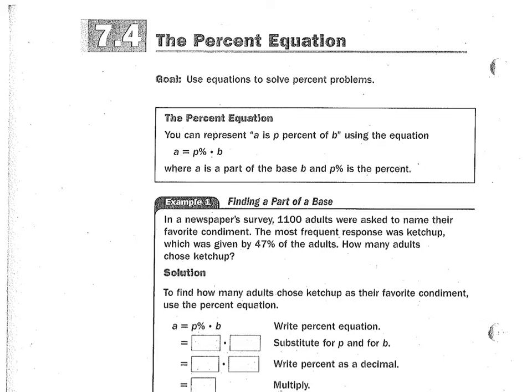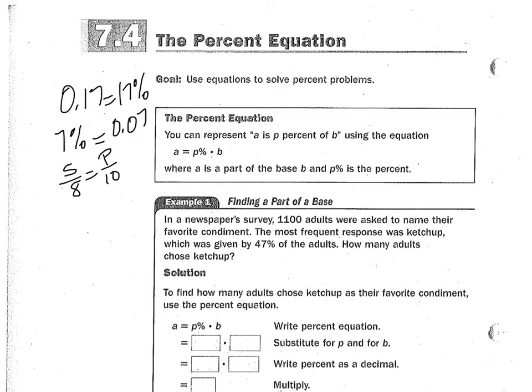7.4. We skipped 7.3 because it's a review of 7th grade, which you all learned last year. It's percents and decimals. If I give you 0.17, change that to a percent, which is 17%. Indiana sales tax is 7%, change it to a decimal. Well, you move the decimal back two places, so you get 0.07. And if I asked you to change a fraction to a percent, like 5/8, you just set it up as a proportion, p over 100. We're going to be doing the same thing we did yesterday.